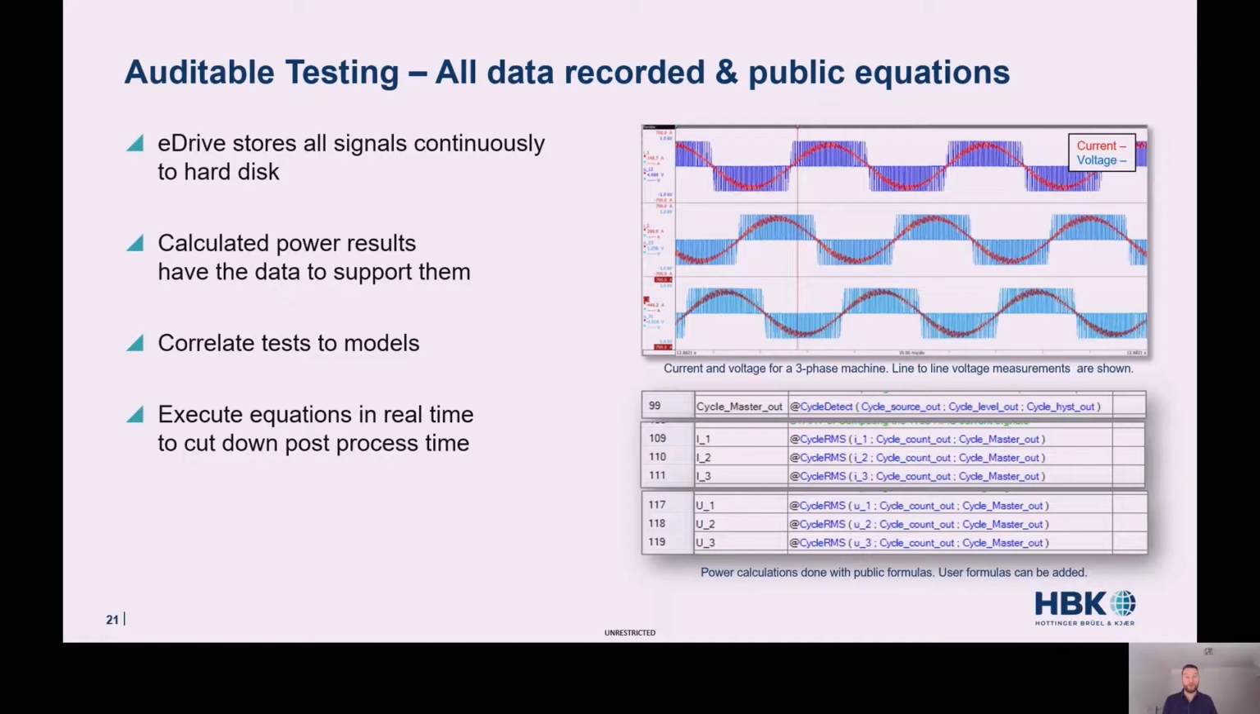These signals can also be visualized in real time, similar to a scope. Having the recorded signals gives transparency to your measurements. You don't just get the power value, you get all the data that went into it, which also allows you for correlation.